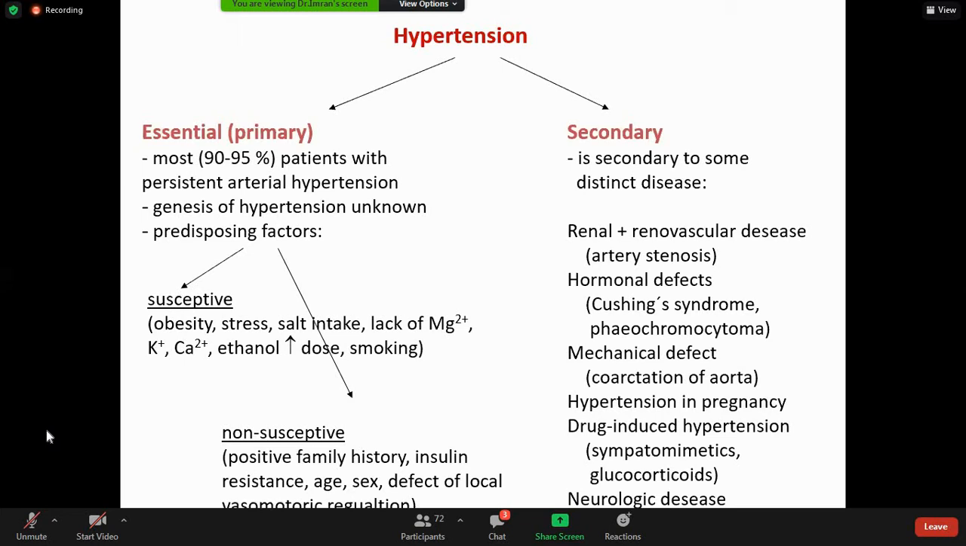And for adrenergic receptors, we have alpha 1 adrenergic receptors and beta 1 adrenergic receptors. Alpha 1 adrenergic receptors are predominantly on vessels, and beta 1 adrenergic receptors are predominantly on the heart. Another example of drugs is glucocorticoids, and these are the two key examples. And sometimes some neurological diseases are responsible for increasing the blood pressure.